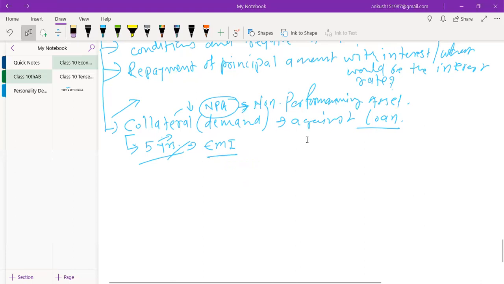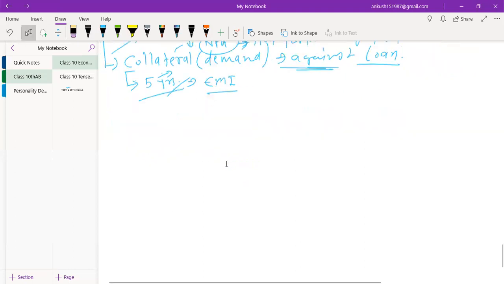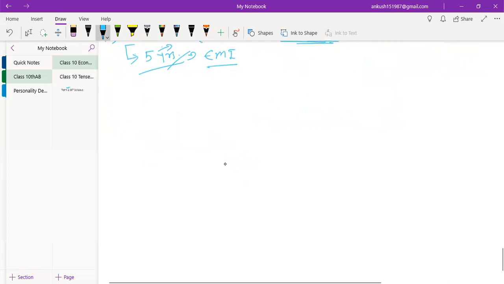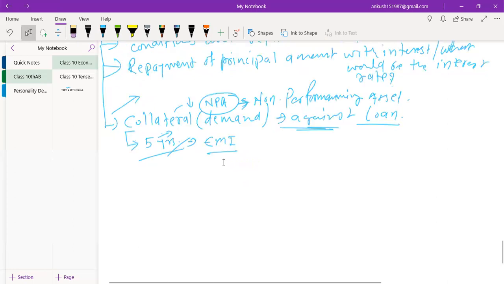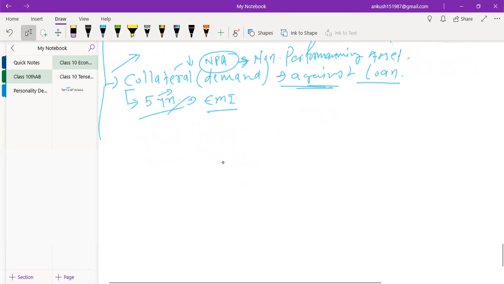So in this way, the lender or the banks can put demand for collateral as security against the loan. It is the security against the loan, whatever the borrower is keeping with the bank. Understood? This is another term. The next term of credit: the formalities of formal sector loans require proper documents to sanction the loan. What kind of documents would they require from you?